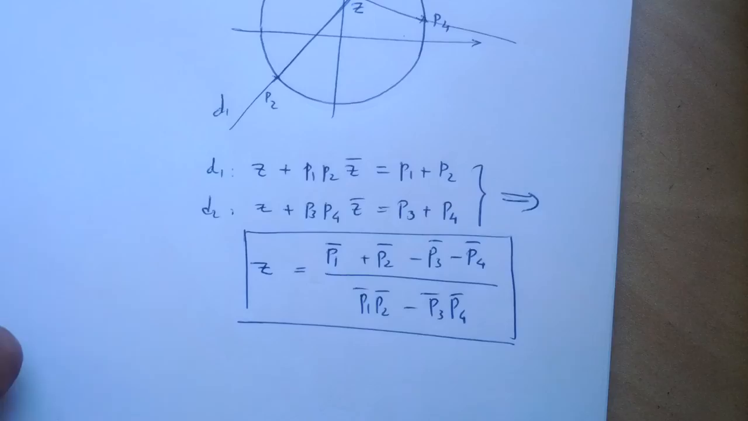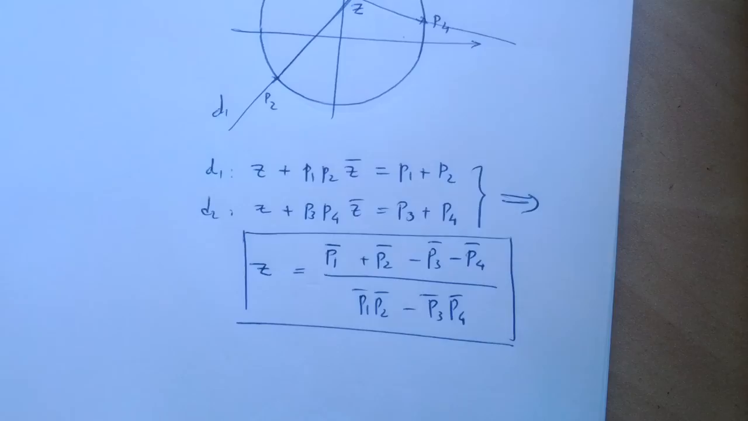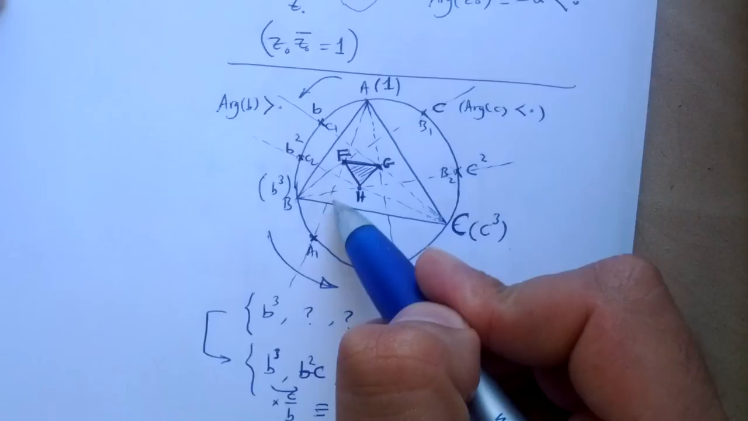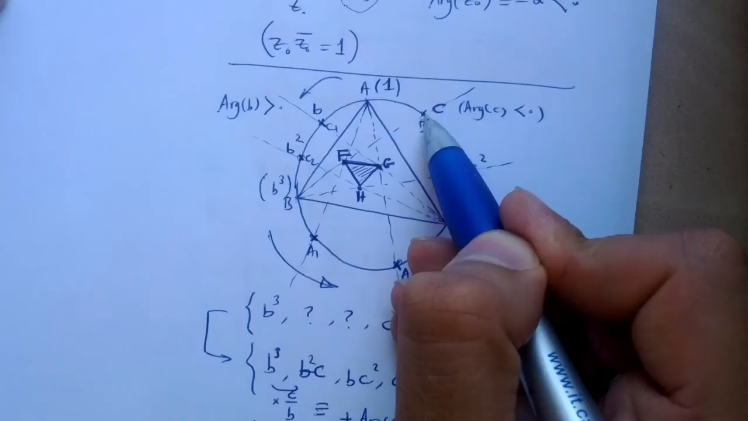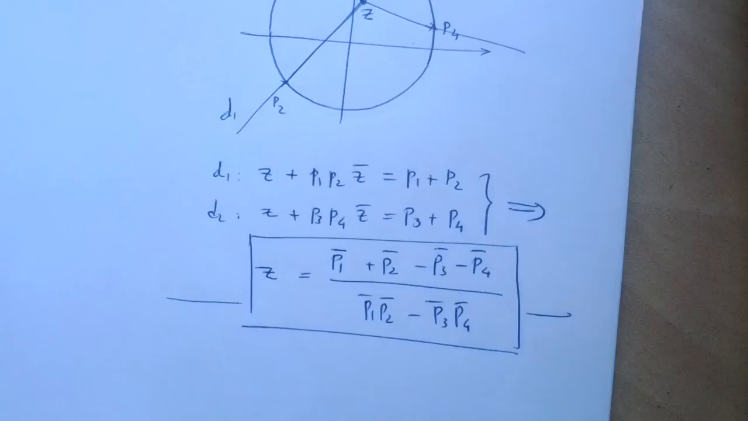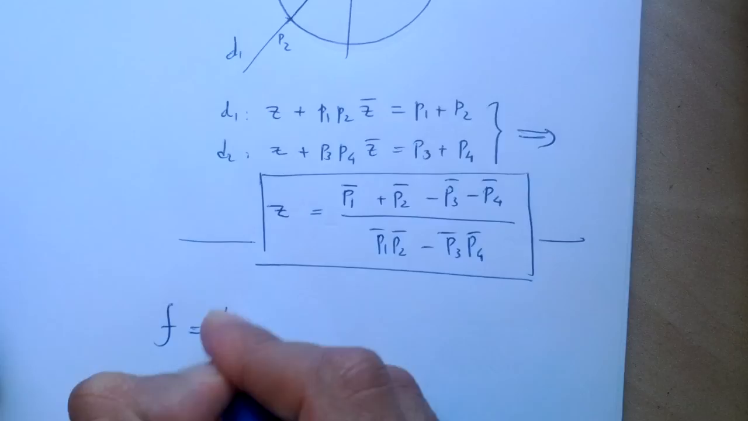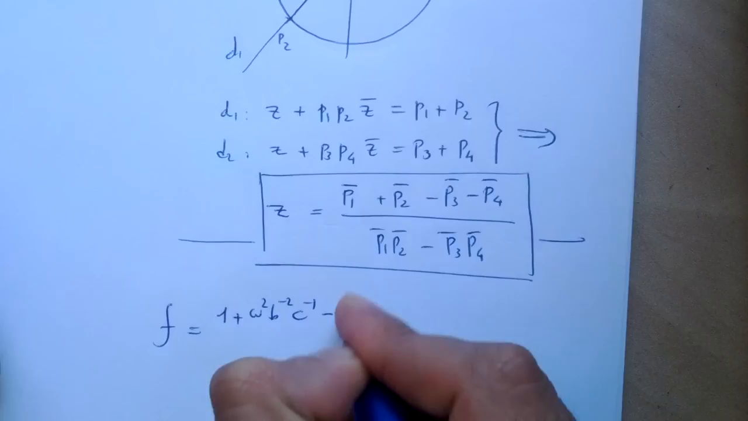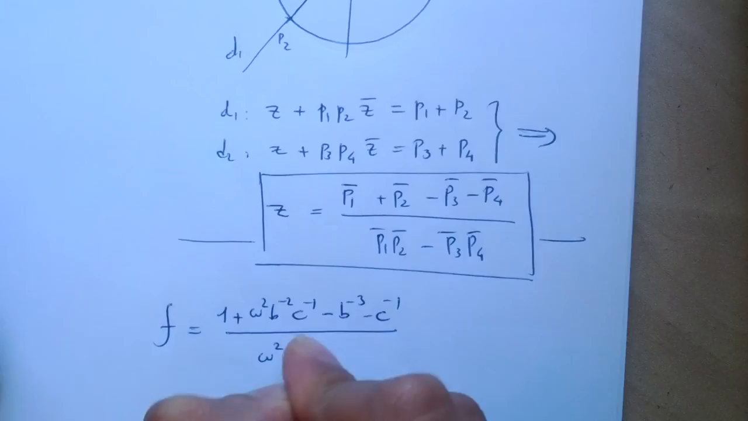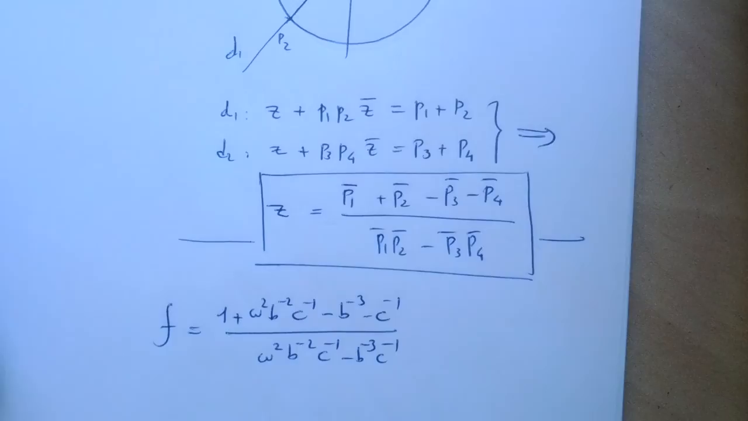I'm using this fact to calculate the coordinates of F, G, and H. So, now if I return to our main figure, and if I intersect A1 and BB1, I will have F, and using this equation, F is equal to 1 plus omega squared B minus 2 C minus 1 minus B minus 3 over omega squared B minus 2 C minus 1 minus B minus 3 C minus 1.